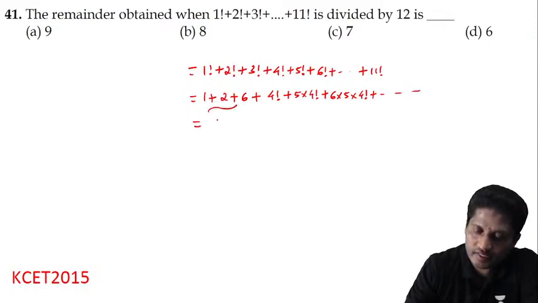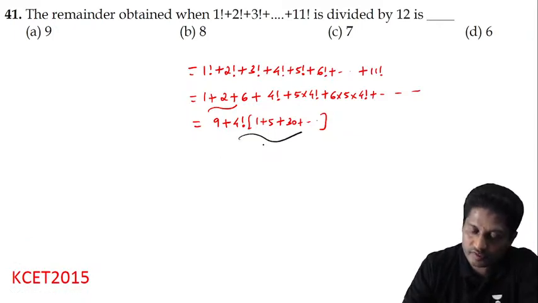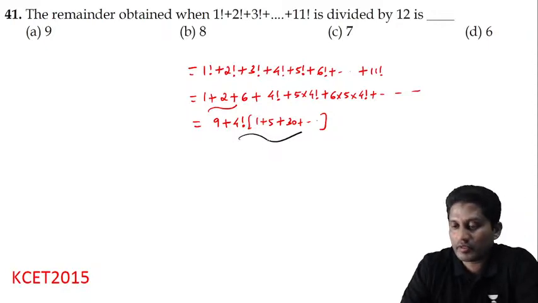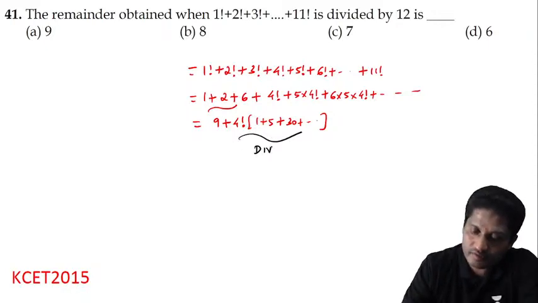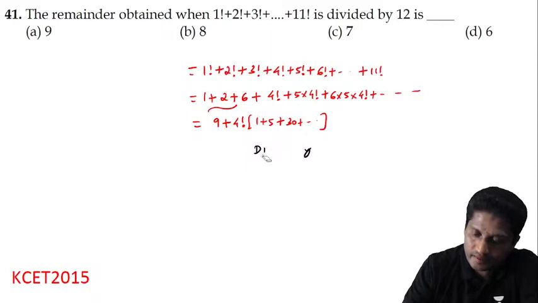To add all this, you get 9. Plus, if I take 4 factorial common, left out is 1 plus 5 plus 30 and so on. Okay, 4 factorial into something is obviously divisible by 4 factorial. That is 4 factorial is 24, correct? But 24 is obviously divisible by 12. So this is divisible by 12 because 4 factorial is 24. Okay, right. Let me write one more step. The 4 factorial is 24.